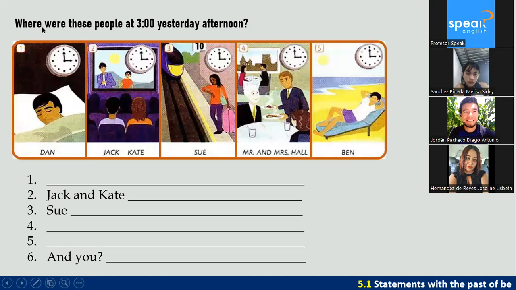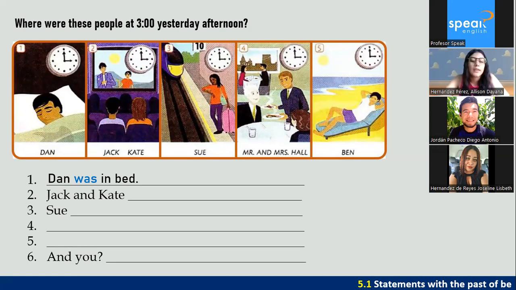It says, where were these people at 3 yesterday afternoon? So we have Dan, we have Jack and Kate, Sue, Mr. and Mrs. Hall, and Ben, right? I'm going to give you the first example. So the first sentence is that Dan was in bed, right, at 3 yesterday afternoon. What about Jack and Kate, guys? What do you think? Where were they yesterday?